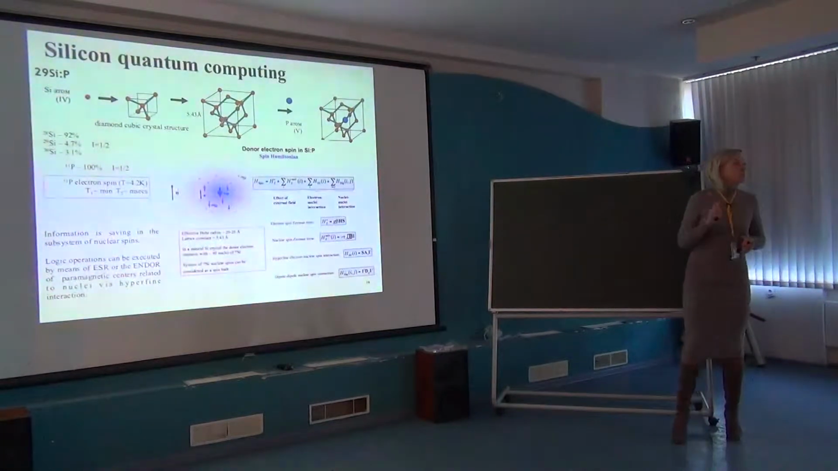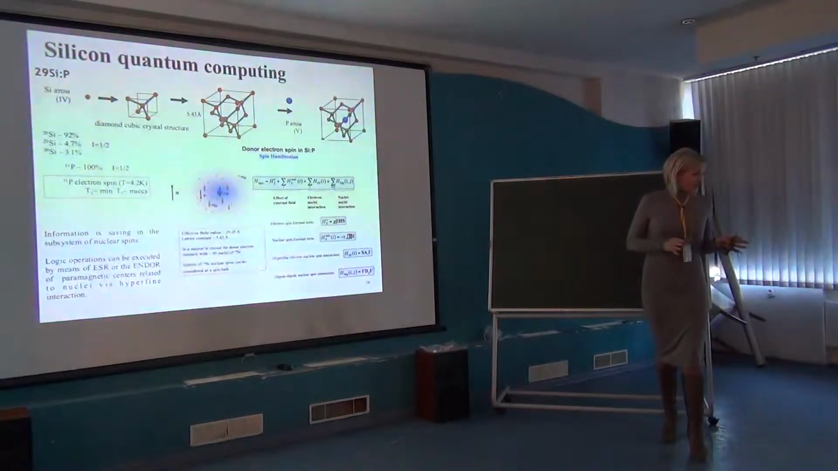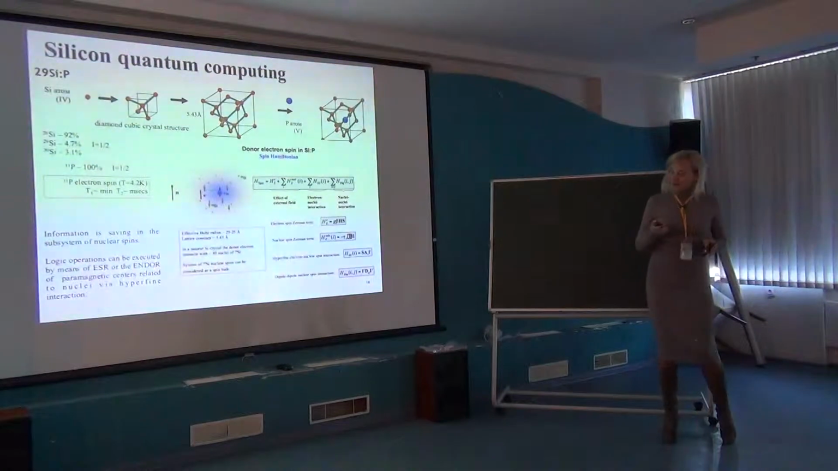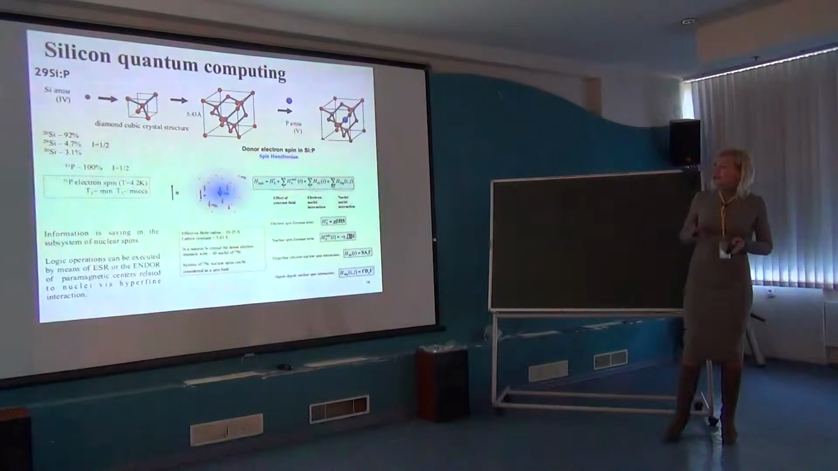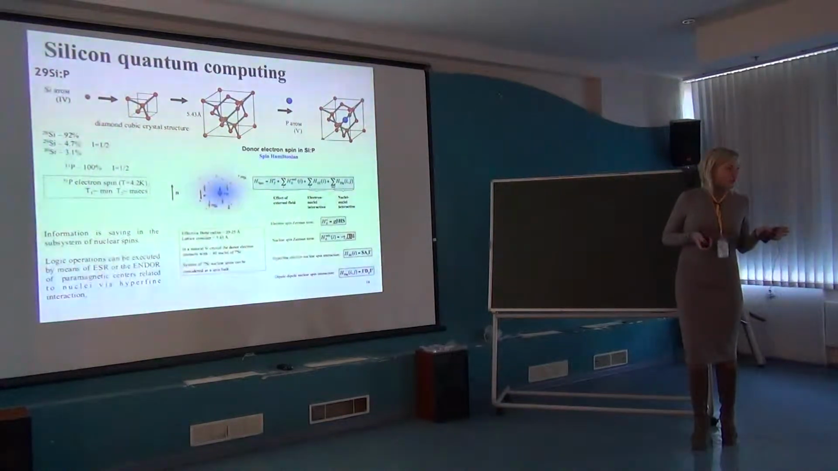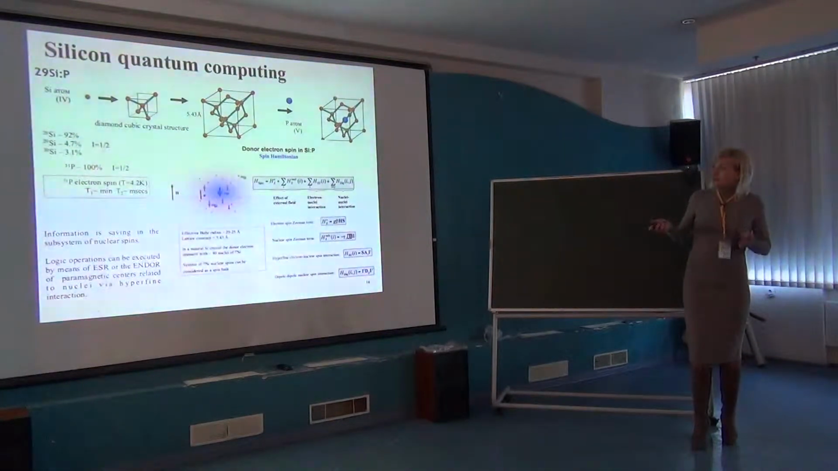So let me remind you a little bit about silicon. Silicon is the most useful semiconductor for electronics, a group IV element with diamond cubic crystal structure, and it has 3 isotopes, as I said. In natural abundance, the concentration is like this. Just a few percent of silicon-29 exists in Czochralski-grown crystals.